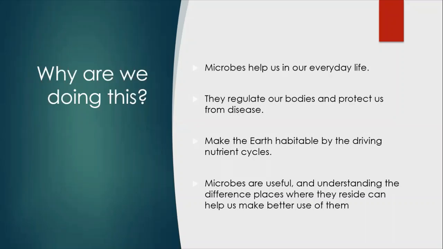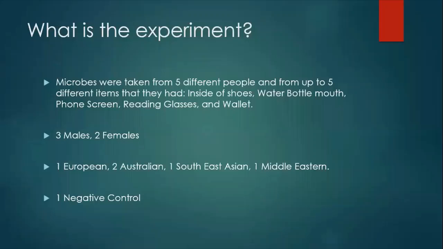They regulate our bodies and protect us from disease. They make the earth habitable by driving nutrient cycles, ensuring that we always have enough nutrients. So, as you can see, they are an incredibly useful type of organism, which we need. Understanding them better, and the types of microbes that exist in different places, can be very useful in further understanding ourselves, as well as potentially leading to a better world by harnessing what microbes are doing within medicine.